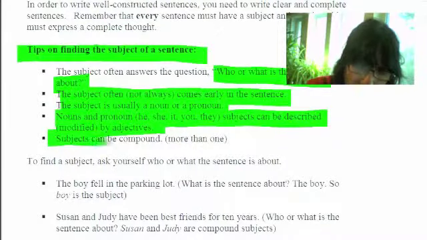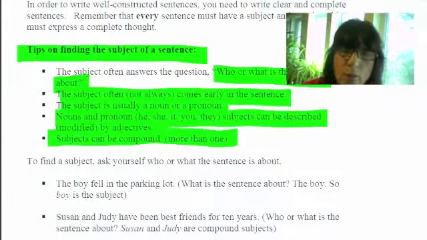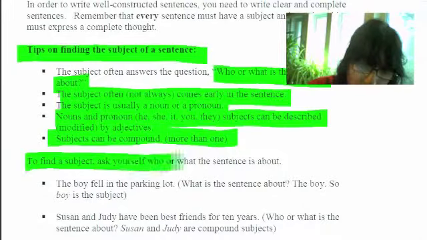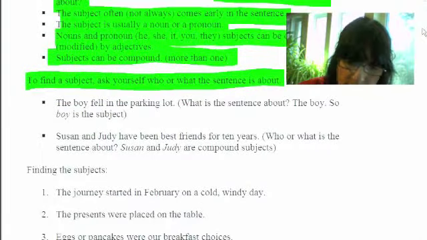And the last point in finding subjects is to remember that a subject can be compound. It can be more than one. Like Jim and Sue are going shopping. It's a compound subject, Jim and Sue. So to find a subject, this is what you're going to do. You're going to ask yourself first, who or what is this sentence about?